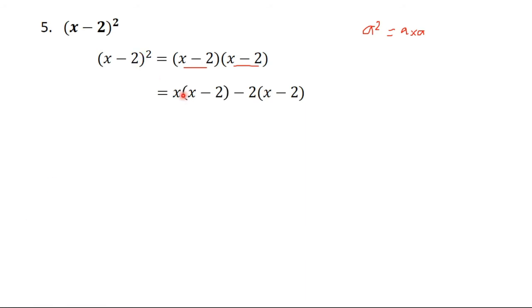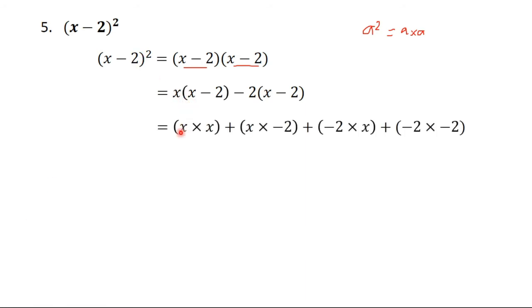So you know that in this case you are going to have x times x in one bracket, then plus, you open another bracket, x times minus 2 in another bracket, then plus, you open another bracket. What is outside this bracket here is minus 2. So minus 2 times x in one bracket, then plus, you open another bracket. Lastly, minus 2 times minus 2.